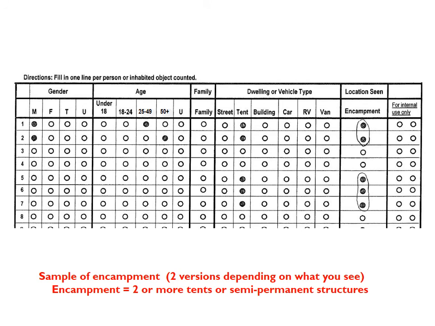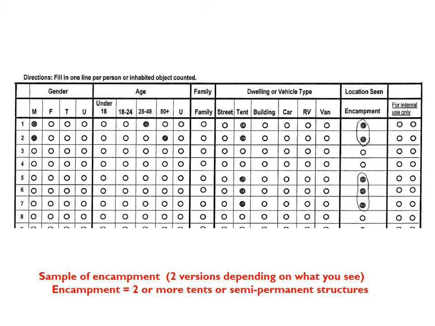The next sample would be if you see an encampment. An encampment is defined as 2 or more tents or semi-permanent structures. If you remember that picture I showed at the beginning of this slide, that is an example of an encampment. So these first lines 1 and 2 would be if you see 2 individuals standing outside or you're able to see them by their tents. 2 males, one is in the 25 to 54 category, one is in the 55 plus. They're both in tents and they're together in the same area. So that would qualify as an encampment. Then you go to the column on the right that says encampment, fill in those bubbles and circle that they are in an encampment together.